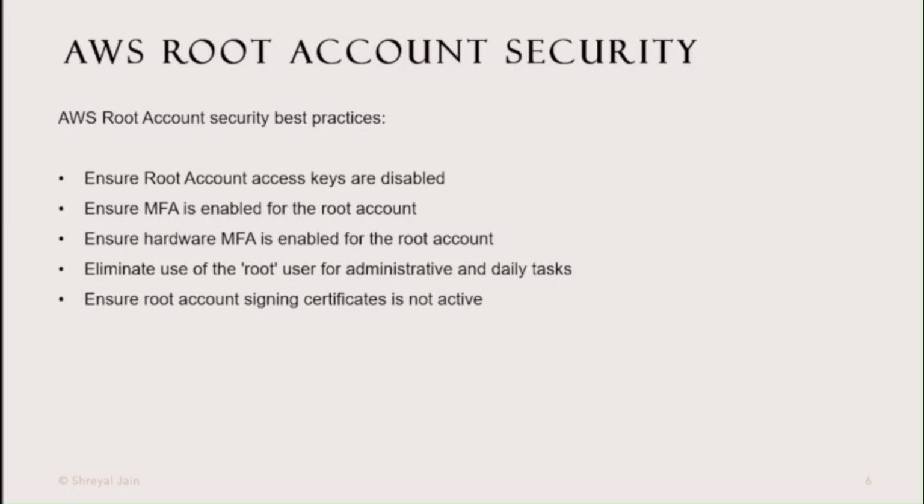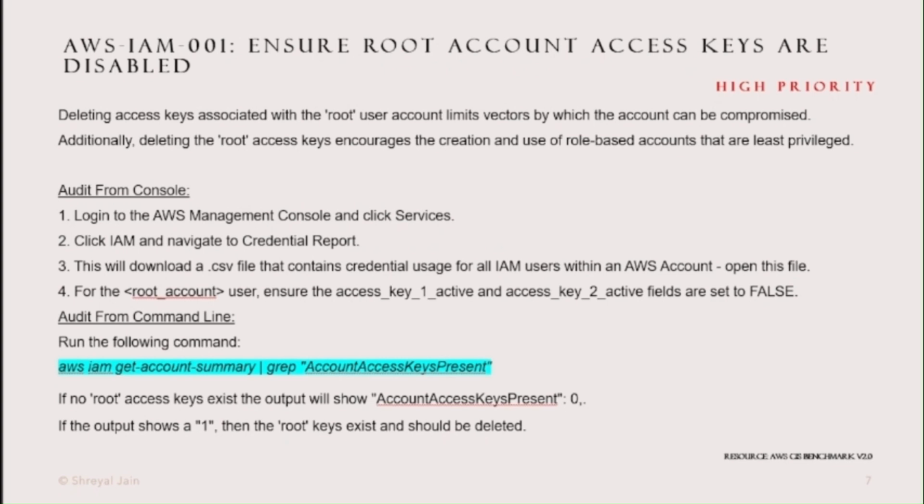I have five security checks that you need to perform for the root account, and I'll be going through these one by one. The first one is: ensure root account access keys are disabled. Deleting access keys associated with the root account limits the attack vector by which the account can be compromised. Additionally, deleting the root access keys encourages the creation and use of role-based accounts that are least privileged. So it is recommended that you should not create access keys in the first place for the root account.